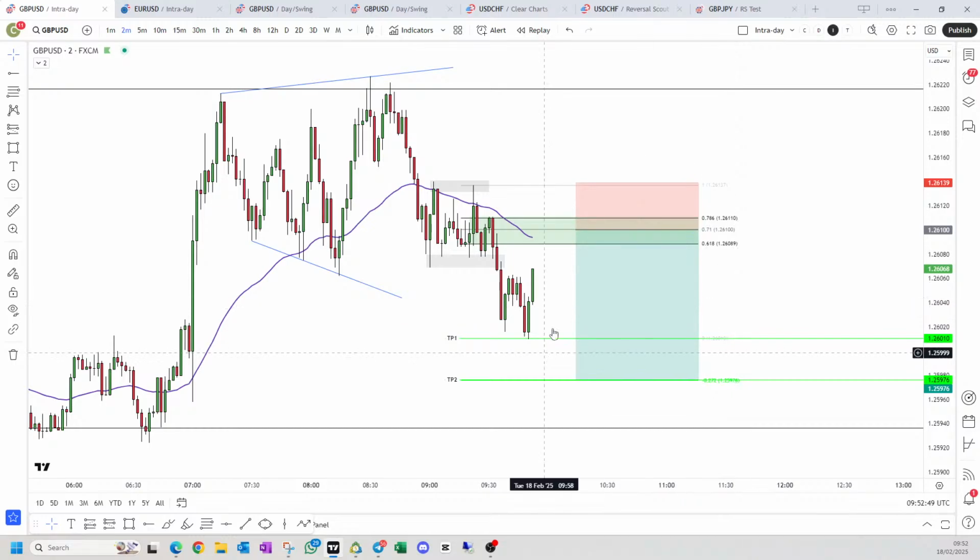So what we want to see is some form of candlestick rejection before our zone, and that gives us a confirmation to entry. No confirmation, no trade.